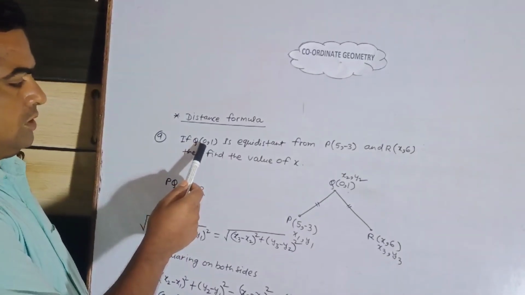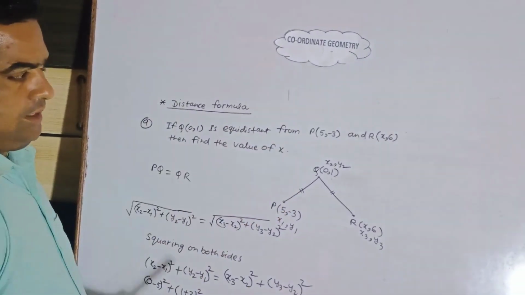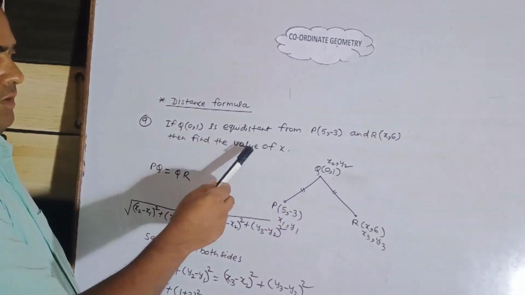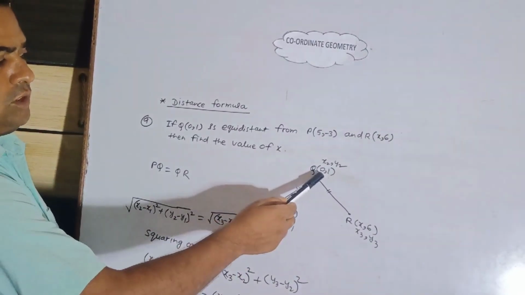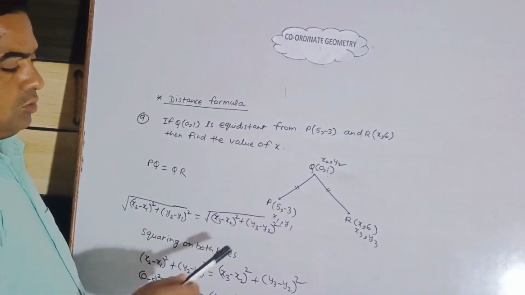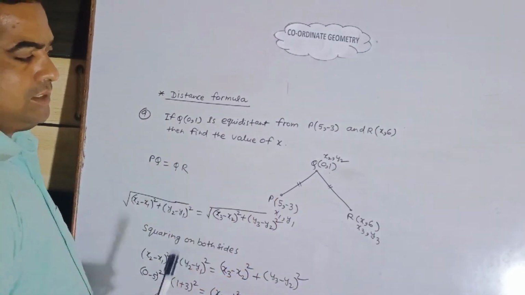If Q(0, 1) is equidistant from P(5, -3) and R(x, 6), then find the value of x. So students, what is given here? Q(0, 1) is equidistant from P and R. The coordinates of P are (5, -3) and R are (x, 6).